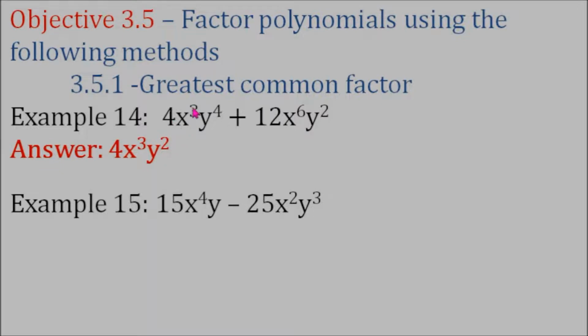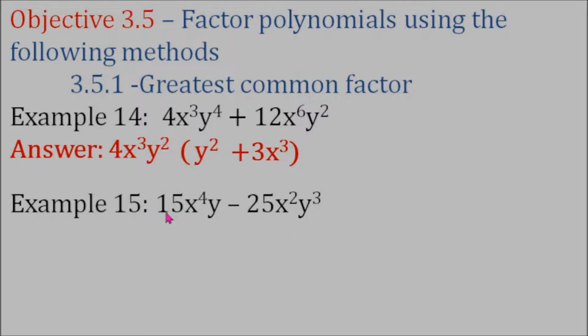Now 4x cubed y to the power of 4 divided by the greatest common factor, which is 4x cubed y squared, is y squared. And also 12x to the power of 6 y squared divided by 4x cubed y squared is just 3x cubed. So these are the factors: 4x cubed y squared times the quantity y squared plus 3x cubed.